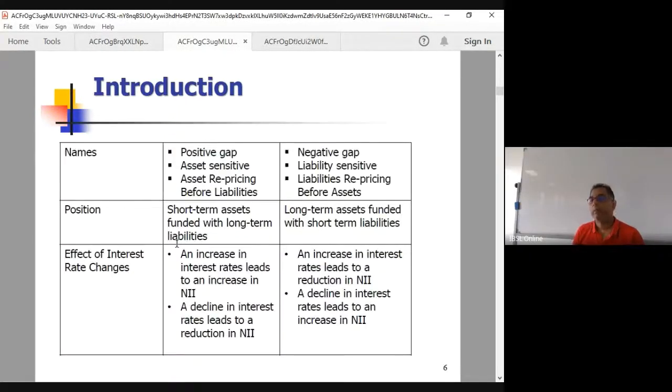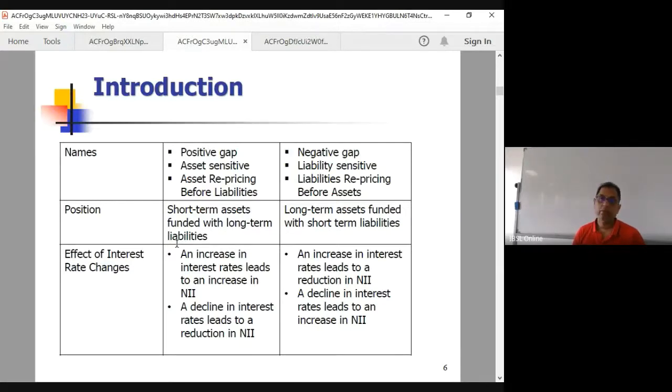And if you have a negative gap, which basically means your liabilities exceed your assets, you are liability sensitive, and your liabilities reprice before your assets. Then we looked at, based on that, if you're a positive gap and asset sensitive, how interest rate movement impacts your overall position. In other words, it basically means an increase in interest rates results in an increase in NII, and a decline in interest rates leads to a reduction in NII. Negative gap is the other way around.